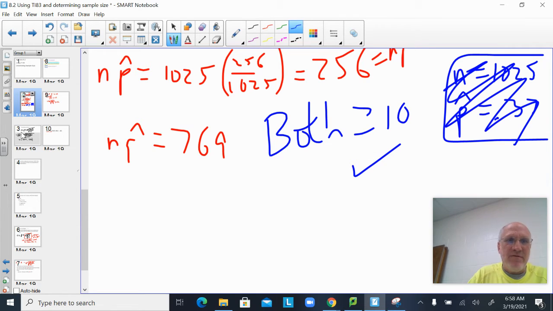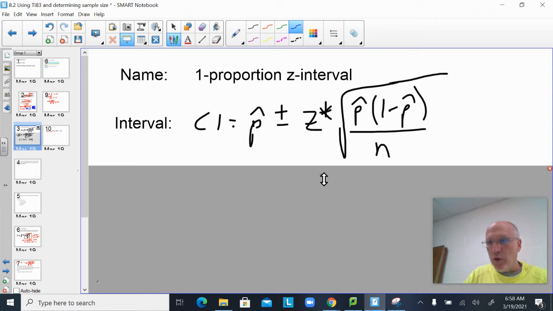Next is just the name of this test, and that's the only name we know. It's a 1 proportion Z interval. Again, we'll learn more in 8.3 about other names of intervals. Now, as far as calculating the interval, I'm going to do this the long way, which is how you would have done it for this homework assignment. But then I will show you when we're done how to use the calculator.